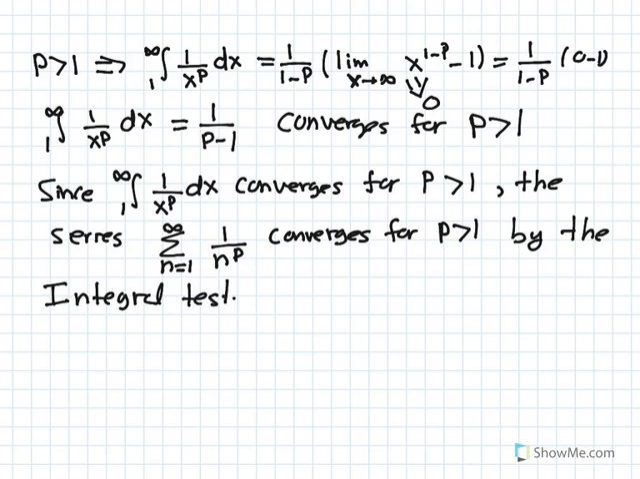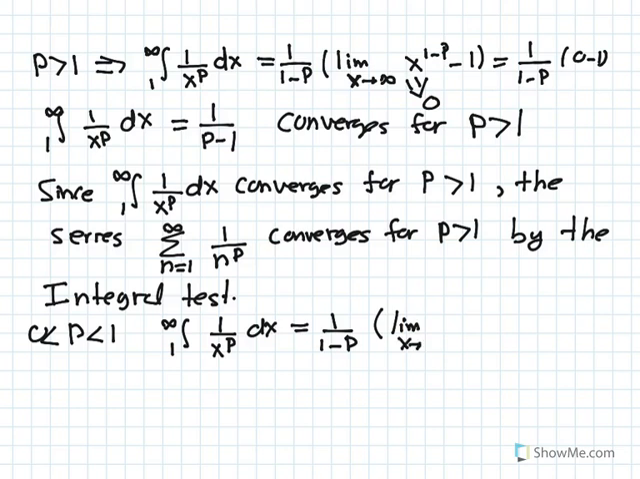Now let's consider p less than 1, larger than 0. That means the integral from 1 to infinity, 1 over x to the p dx. If we integrate this, we're going to get 1 over 1 minus p, the same antiderivative we had before. Limit as x goes to infinity of x to the 1 minus p minus 1. But now notice that the limit as x goes to infinity of x to the 1 minus p will be equal to infinity, because this exponent is now positive.